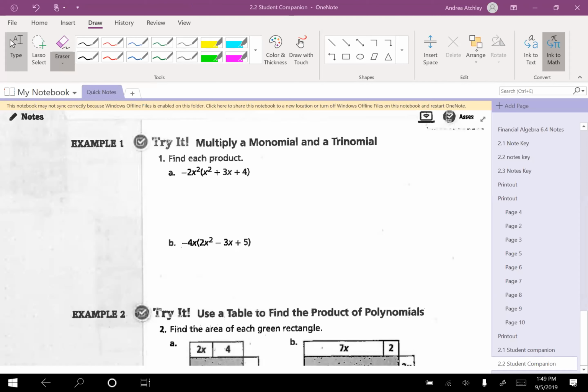Okay, so we learned yesterday how to add and subtract polynomials. Today we're going to learn how to multiply them using the area model. You need to get out your notes.